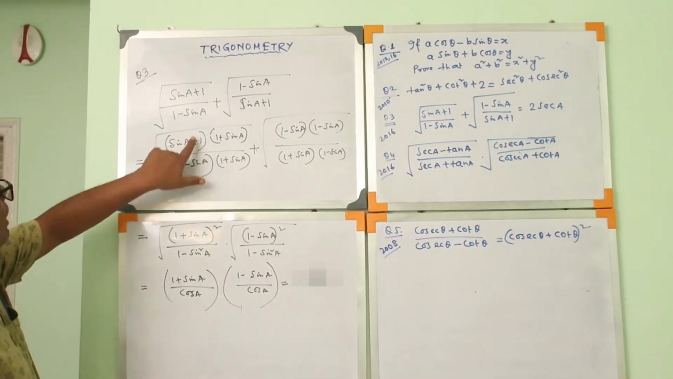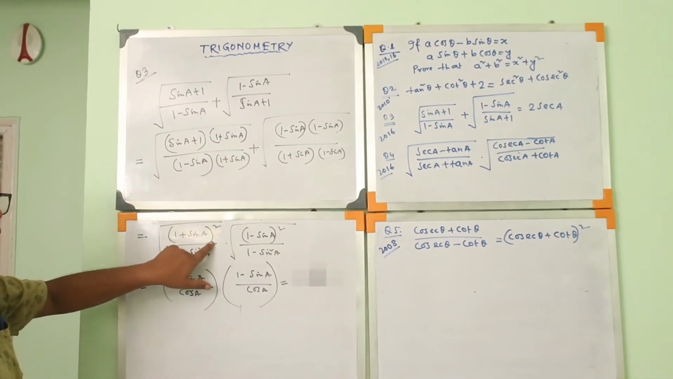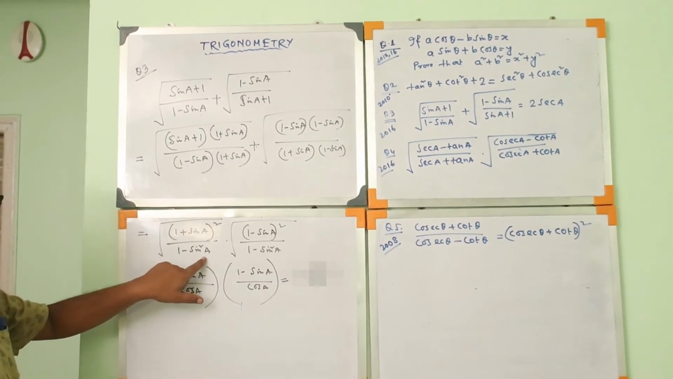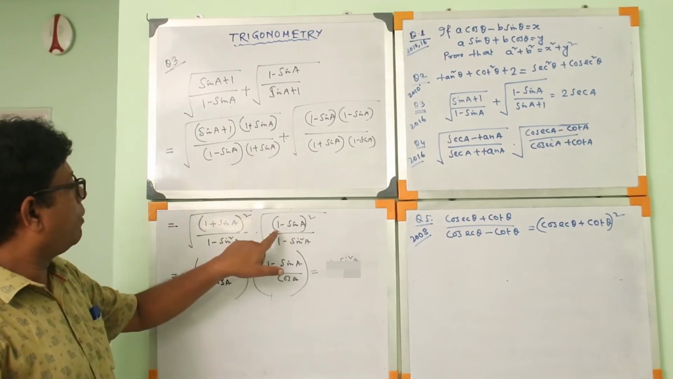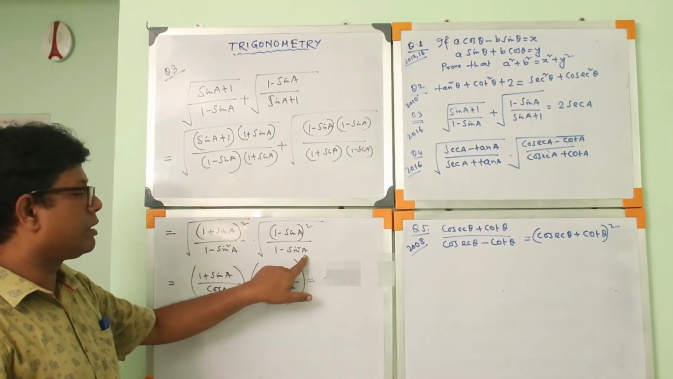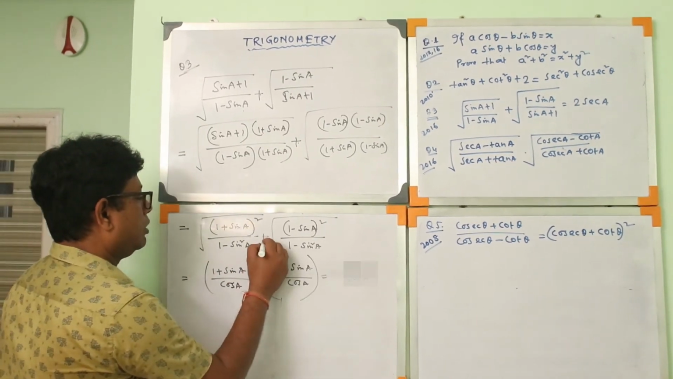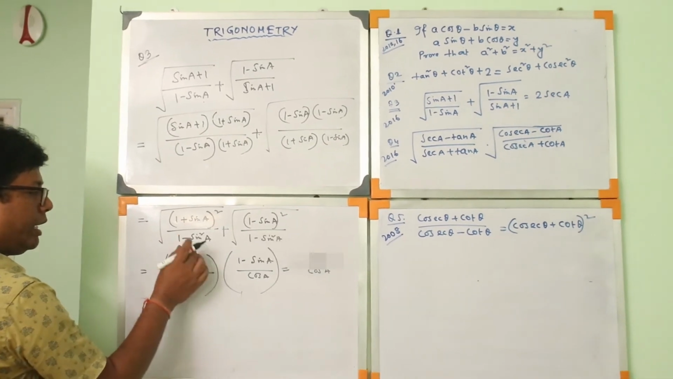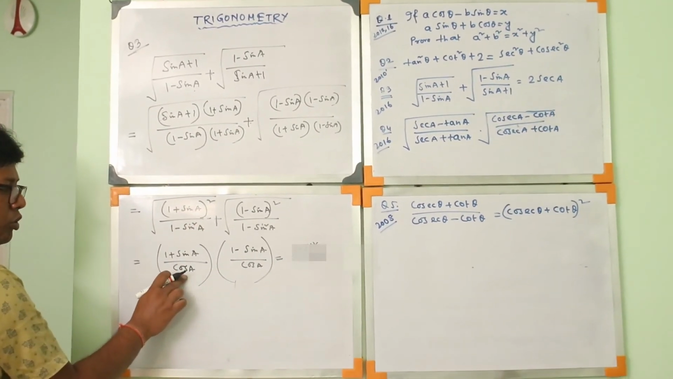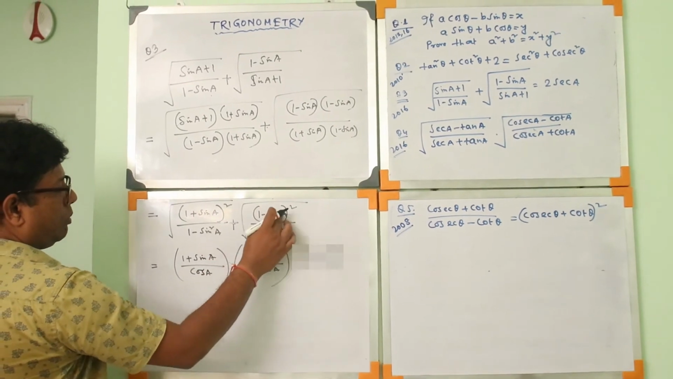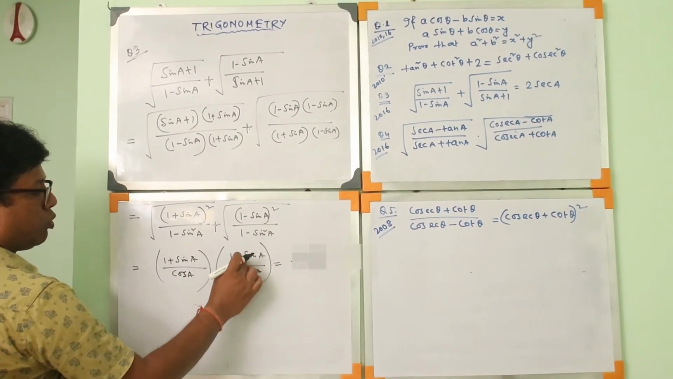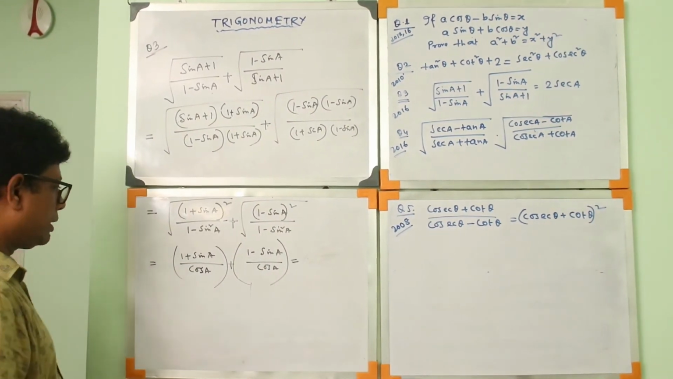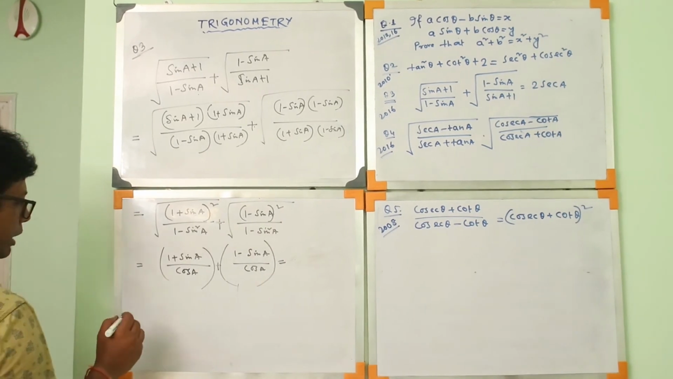So 1 plus sin a into 1 plus sin a means 1 plus sin a whole square, and the denominator is 1 minus sin square a. Similarly the second is 1 minus sin a whole square over 1 minus sin square a. Next, the square root of 1 plus sin a whole square means 1 plus sin a, and 1 minus sin square a is equal to cos square a, so the root is cos a. Similarly the root of 1 minus sin a whole square is 1 minus sin a over cos a.